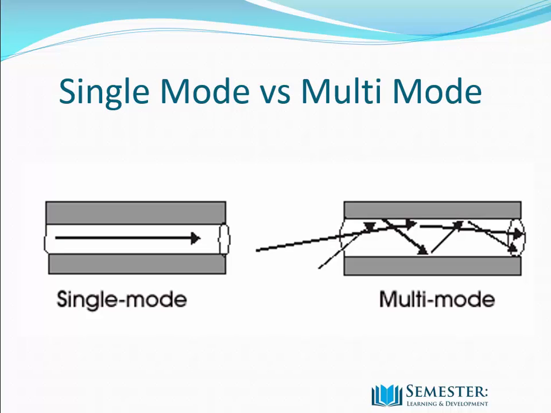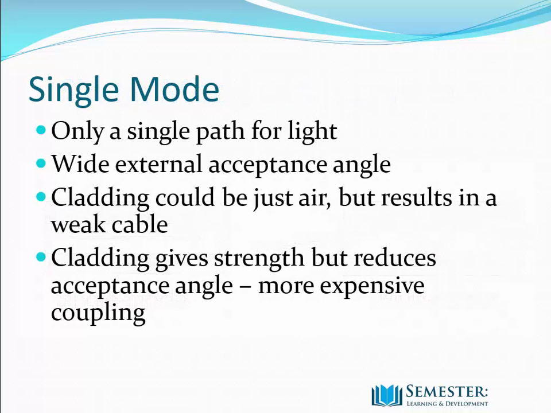But what does that mean? For single mode, there's only a single path for light. It has a wide external acceptance angle. The cladding would be just air, but that results in a weak cable. The cladding does give it strength, but reduces the acceptance angle and makes it more expensive.